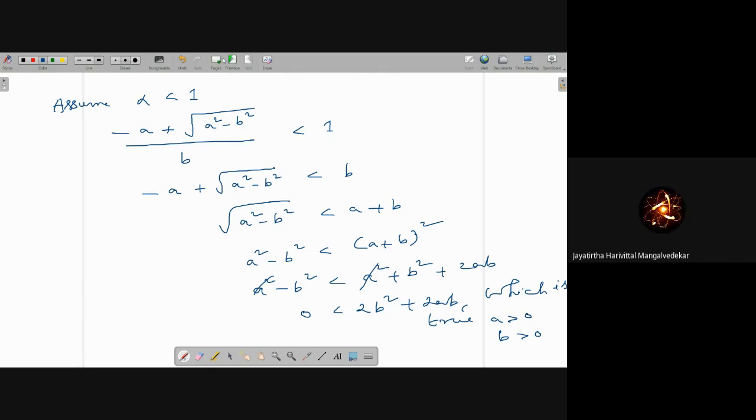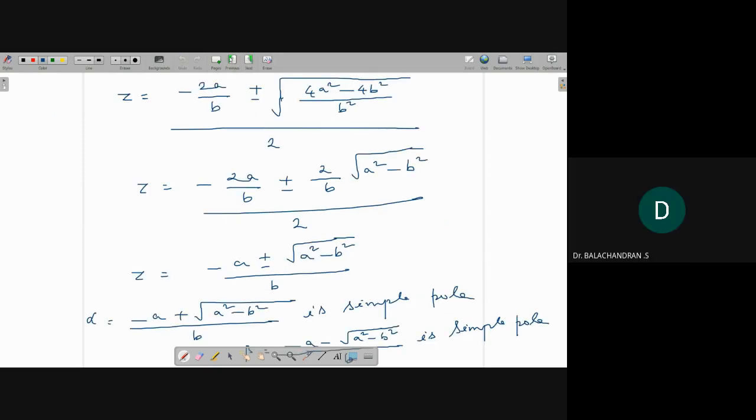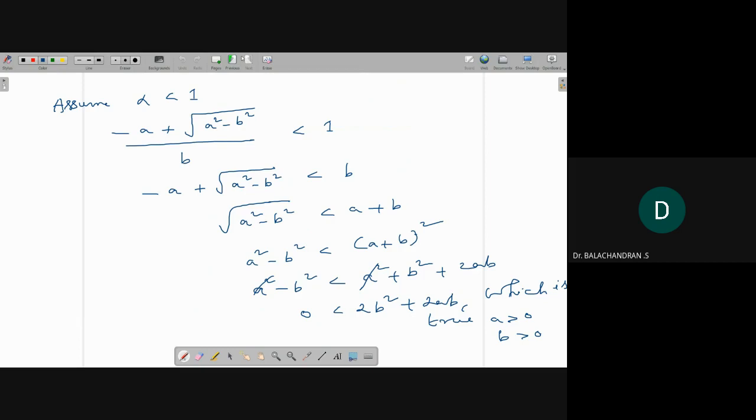Sir, but this is true for both A and B negative also, right? Yeah, A and B negative, it is also true. But in the problem, it is given A greater than 0 and B greater than 0. So using the assumption, because this is true, that's why I conclude that alpha is less than 1. You are right, when A is less than 0 and B is less than 0, it is also true, but we don't consider that case here, because in the problem it is given A and B are greater than 0. So that's the reason.